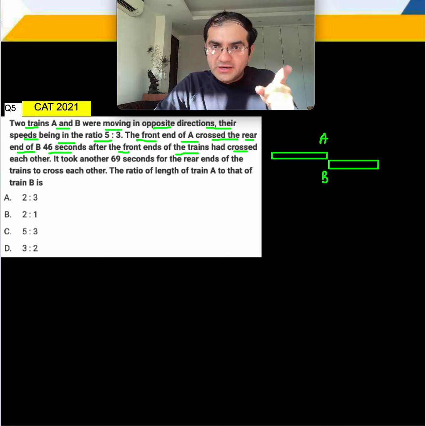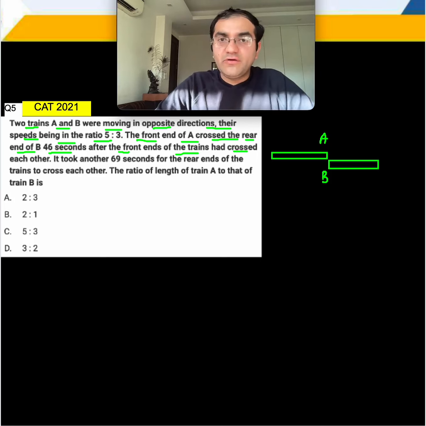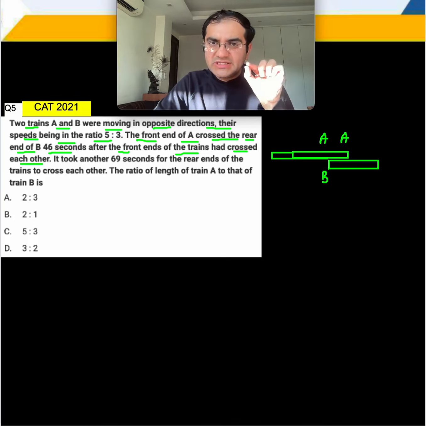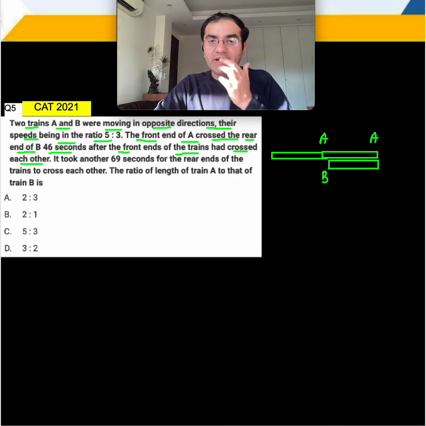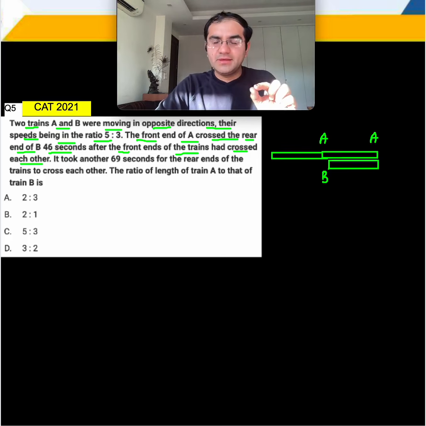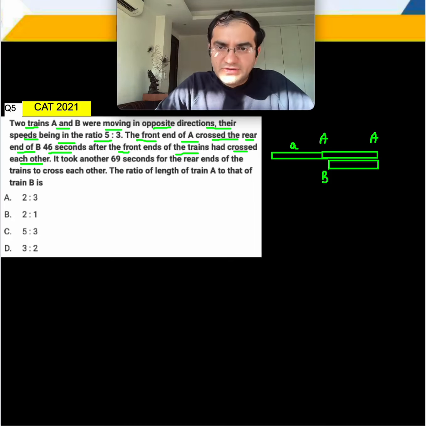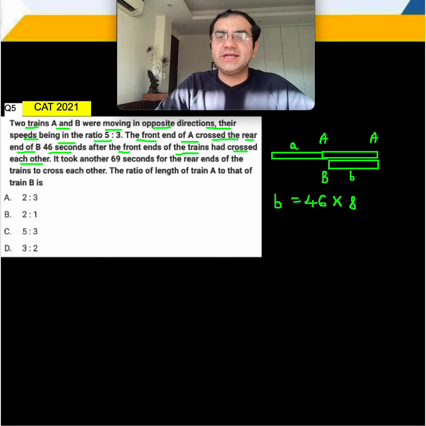Now the front end of A crossed the rear end of B. So let me take the front end of A to the rear end of B. Watch, what is the distance that this train is covering? Front end of A to the rear end of B. What is the distance that has been covered by train A relative to B? It is the length of train B. So the length of train B has been covered in 46 seconds, into the relative speed. They are moving in opposite directions, so 5:3, 5K plus 3K is 8K.